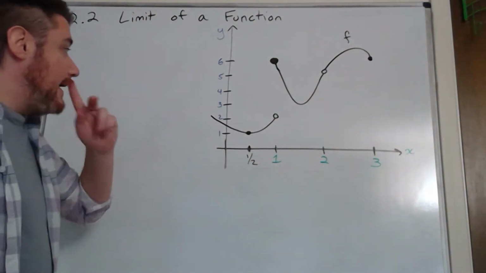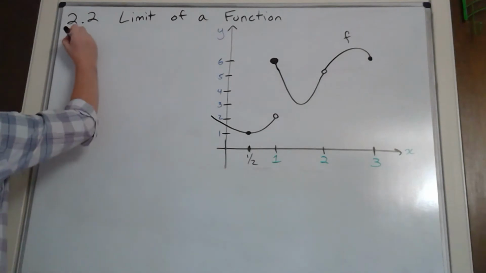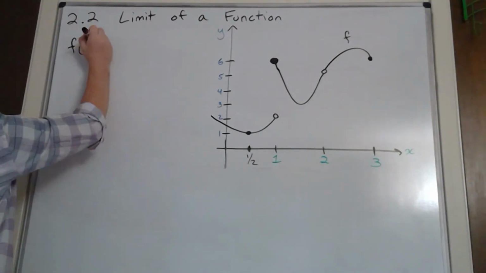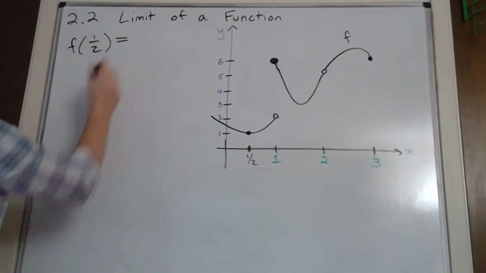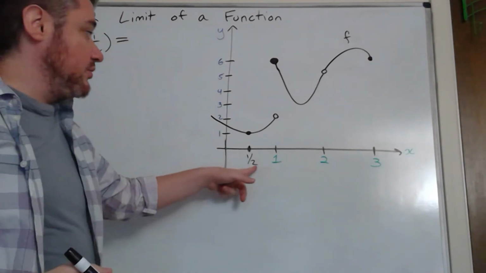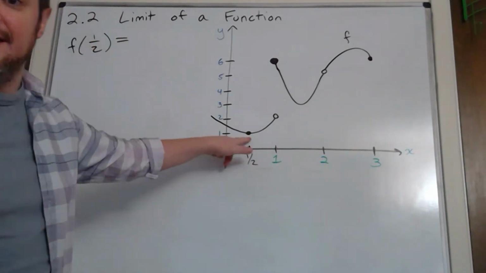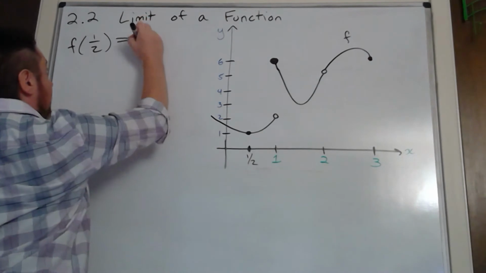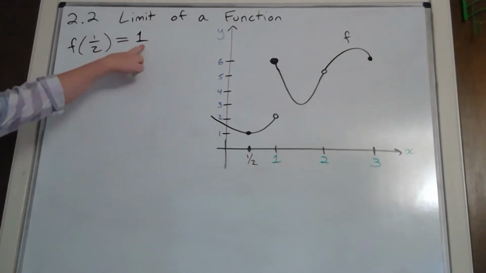So there we go. If I wrote what is f of 1/2, then let's use the graph again. I come over to my x-coordinate of 1/2, jump up to the graph. Looks like it's the height of 1, right? So we could say f of 1/2 is equal to 1.